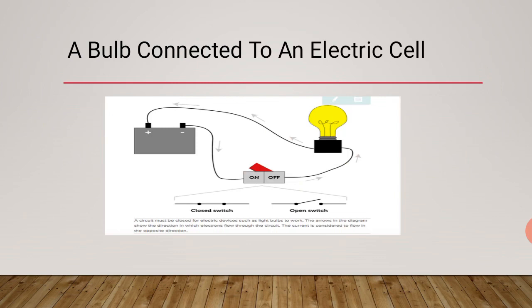A bulb is connected to an electric cell. See the diagram carefully, students, to see how to connect a bulb with the electric cell. The positive terminal of the battery is connected to the bulb and the negative terminal of the battery is connected to the switch. Then from the switch, the negative terminal of the battery is connected to the bulb. In this way you have to connect the battery and bulb.